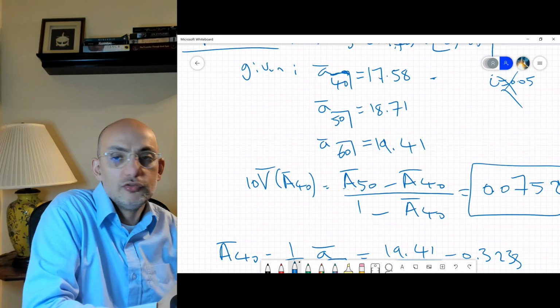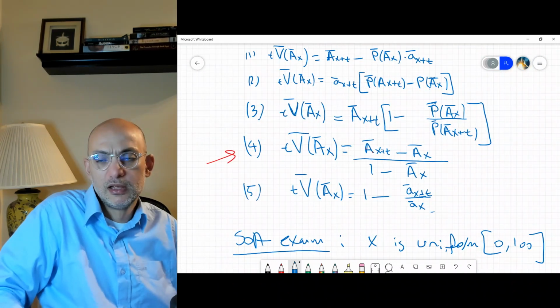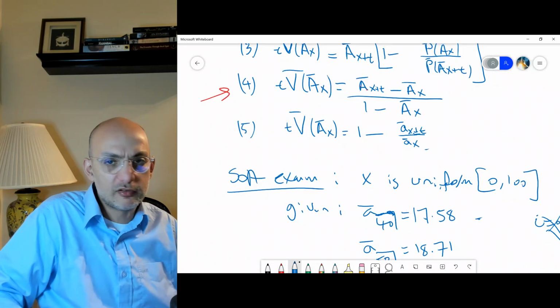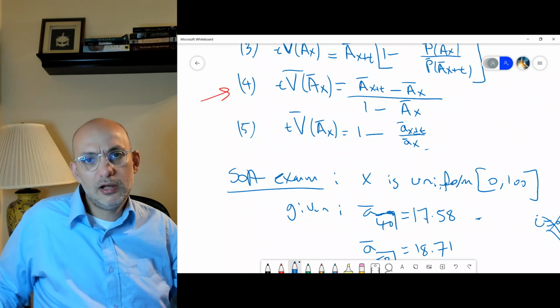So you choose the one that suits you out of these many formulas. So we finished the continuous case. We have one more session on the discrete case with a couple of examples, and we are all set, all right?